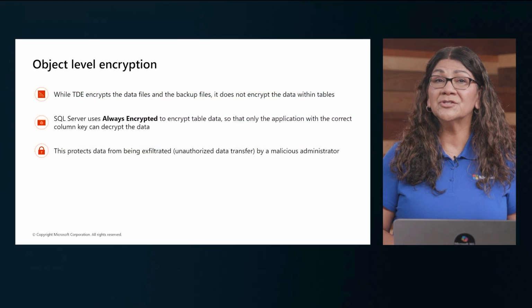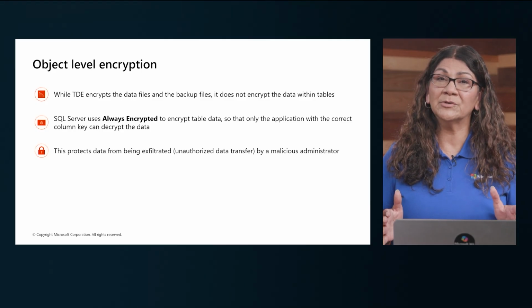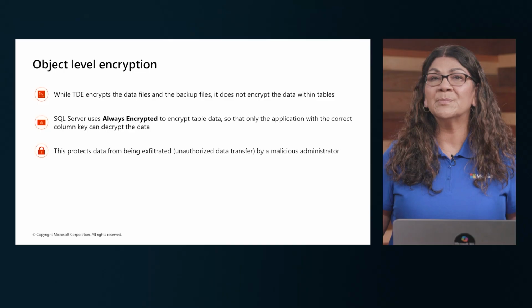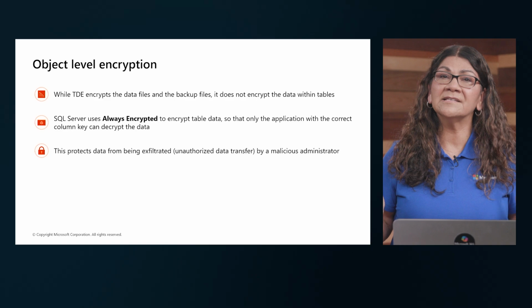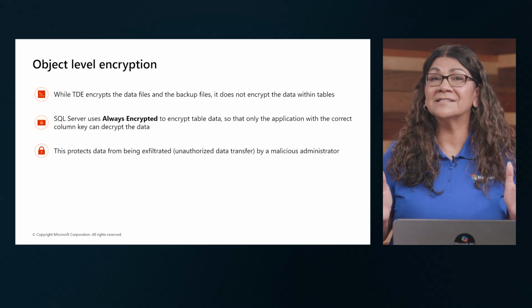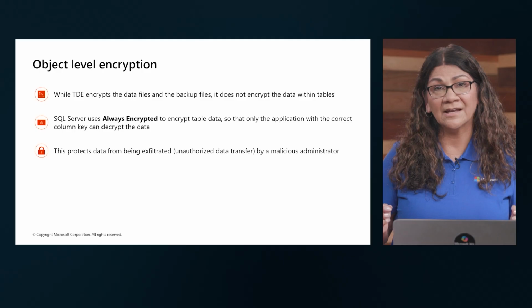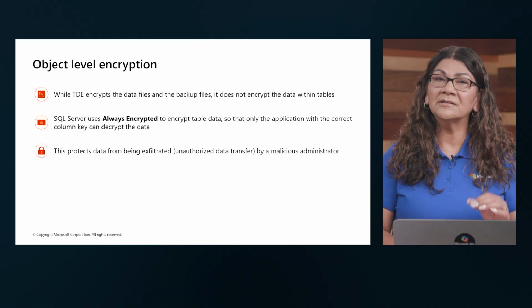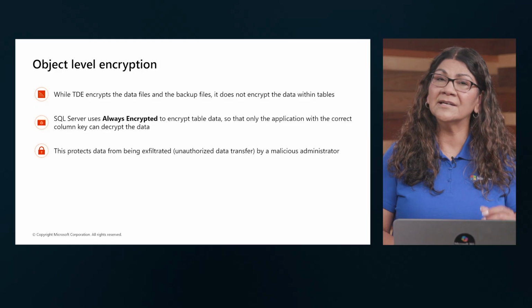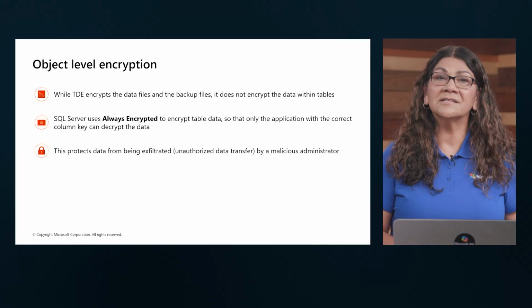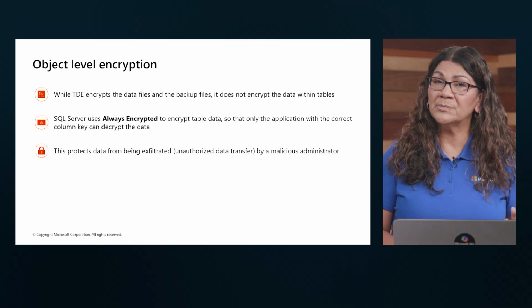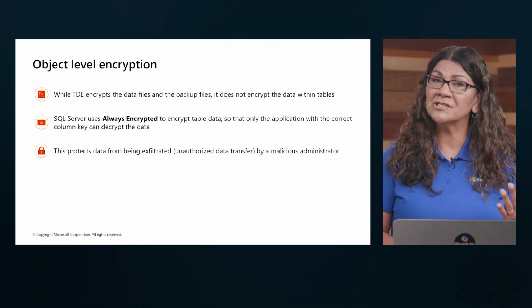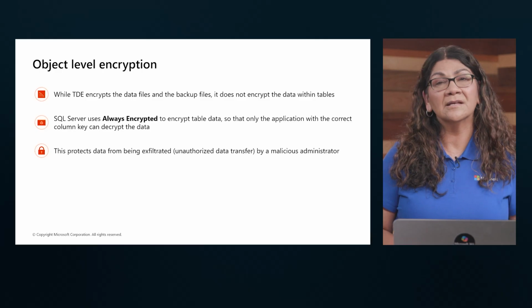Object-level encryption introduces a powerful layer of data protection in SQL Server that goes beyond TDE, transparent data encryption. While TDE secures data files and backups, it does not encrypt the actual data within the tables. This is a critical gap that's addressed by Always Encrypted. This feature ensures that sensitive column data, such as social security numbers and credit card details, is encrypted in such a way that only applications with the correct column encryption key can decrypt it.